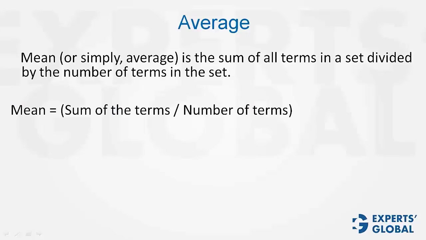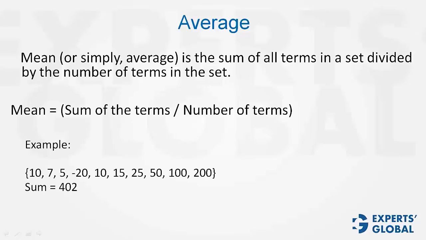For example, this is a set. The sum of all terms is 402. The number of terms is 10, and therefore mean or average is 402 divided by 10 equals 40.2.